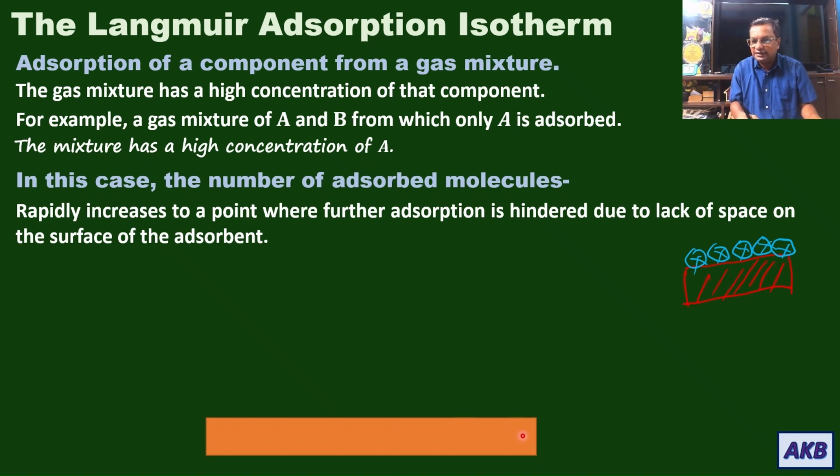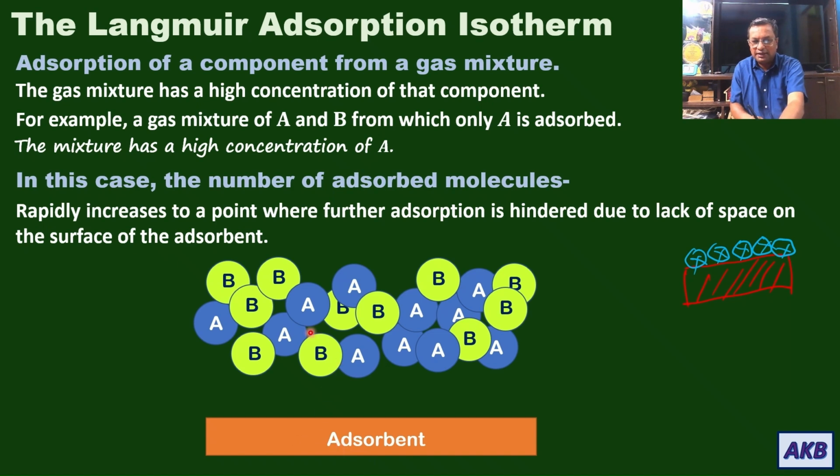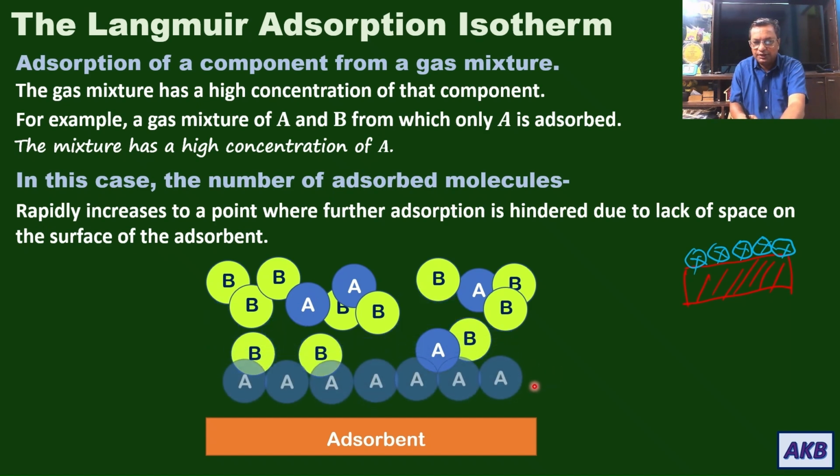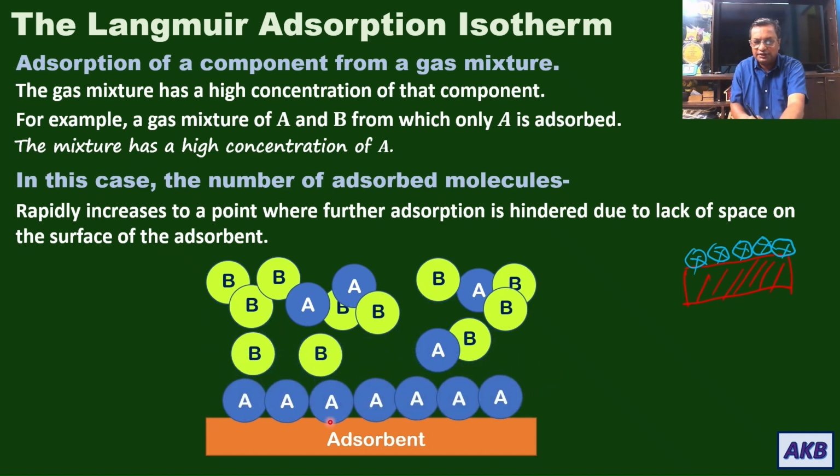So let us understand this with the help of this schematic diagram. You have the adsorbent, and now it is in contact with a mixture of A and B. A is getting adsorbed on the surface, and once it gets adsorbed, a stage is reached when, due to lack of space, there is hindrance to further adsorption. I hope the concept is clear to you. Let us move ahead.